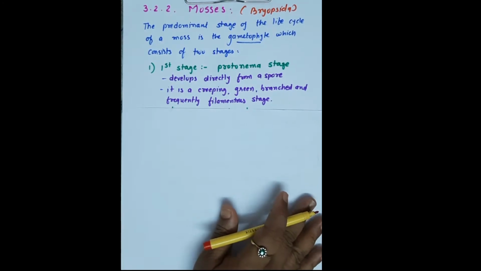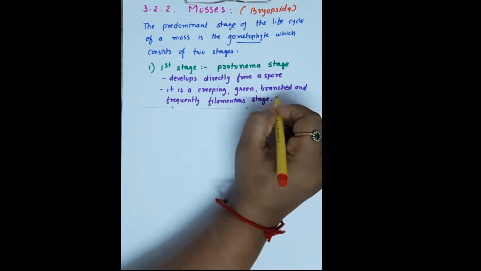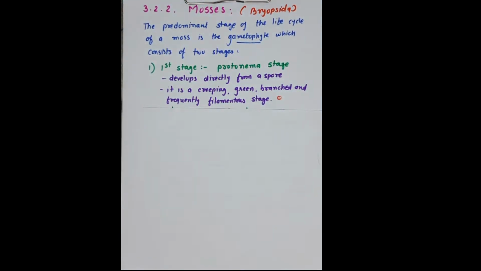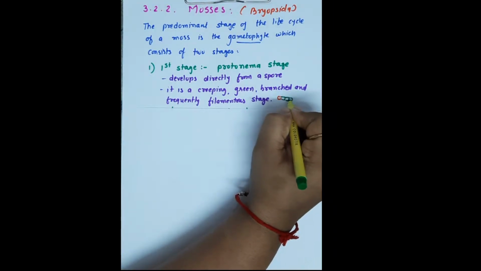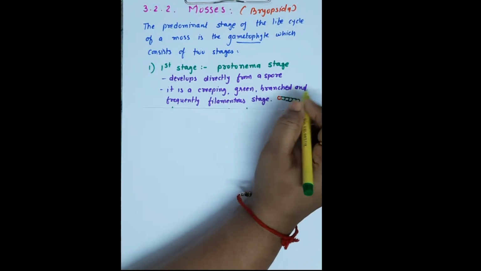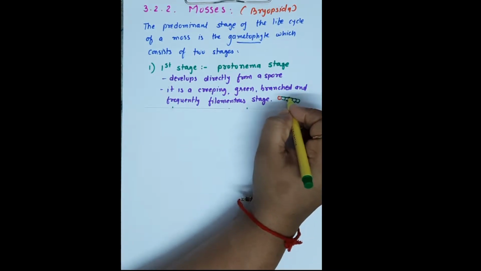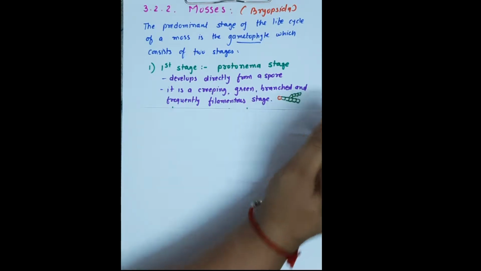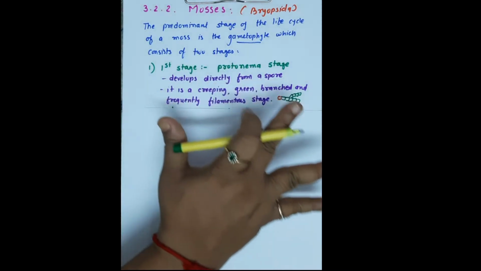It is creeping, like this is the spore, and it grows, divides, and cells are added, creeping and branching, and it is frequently a filamentous stage. Creeping means spreading on the ground like this.